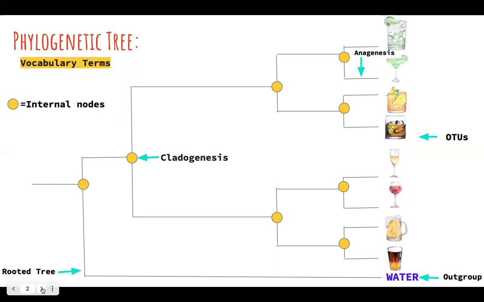In this case, water is the outgroup which allows the tree to be rooted. This tree is an example of a rooted tree because the distance between the OTUs is known and the shortest branches represent the most closely related drinks. Additionally, we can determine the order of divergence by comparing the water outgroup which diverged first.